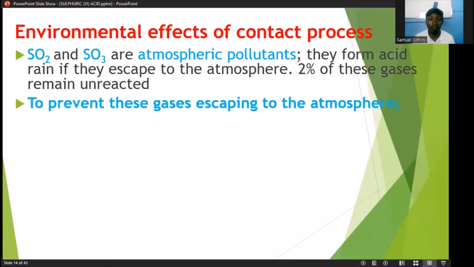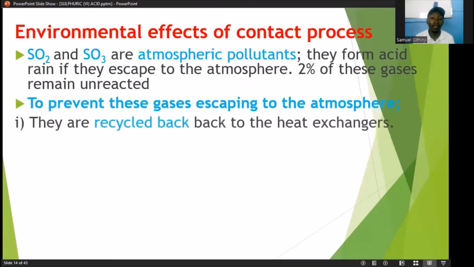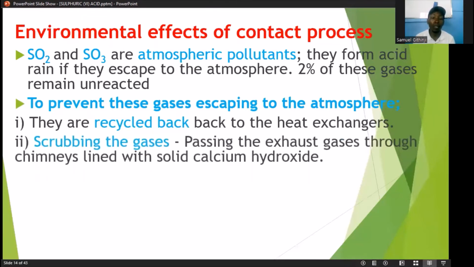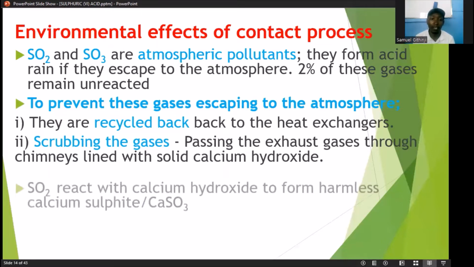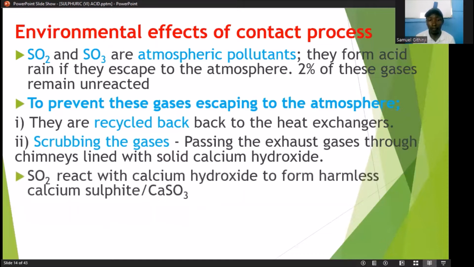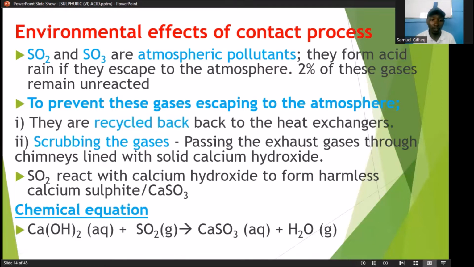So to prevent this gas from escaping, one, we can recycle them back into the heat exchanger to be reused. We can do a method called scrubbing. We attach the chimneys with calcium hydroxide or other chemicals that can react with the gases. And of course, with calcium hydroxide, if it reacts with the gases, it forms a harmless calcium sulfide, which is a salt that can be removed and be used elsewhere. Chemical reaction for that, calcium hydroxide reacting with sulfur 4 oxide.